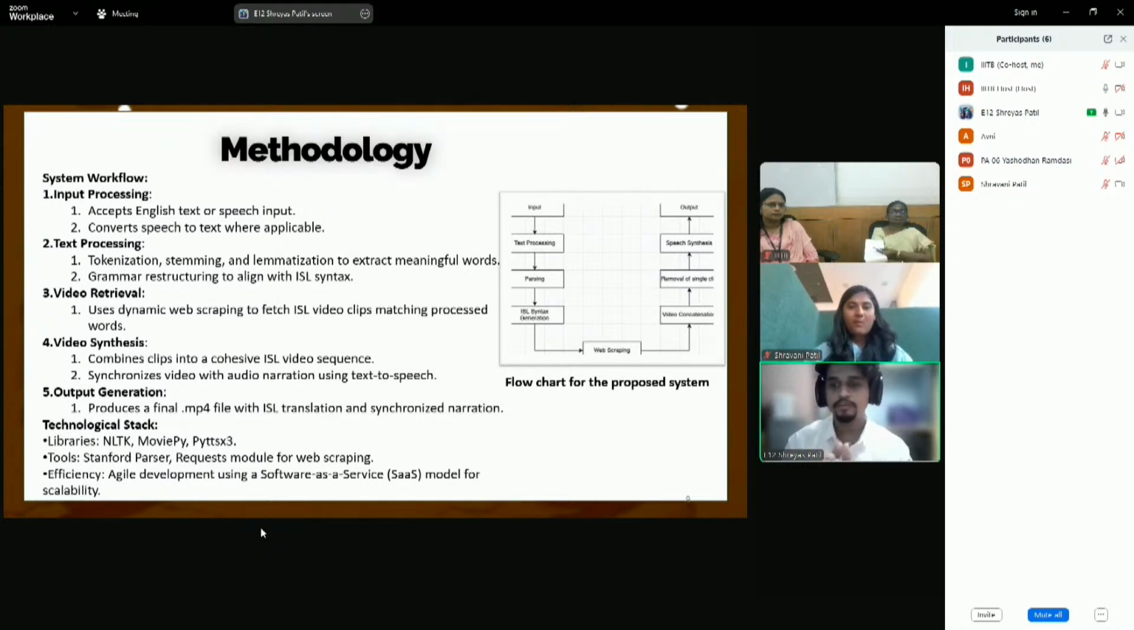And then after that, we do stemming, and then we do lemmatization so that we can get each and every dictionary word out of it. And then we realign the grammar structure so as to align, as I have previously said, the subject object verb structure. And then we use our own retrieval algorithm, which is implemented in labs, to get these videos from the website. And then we combine those videos, add audio narration using text to speech, and finally we get an output generation of a particular complete file.